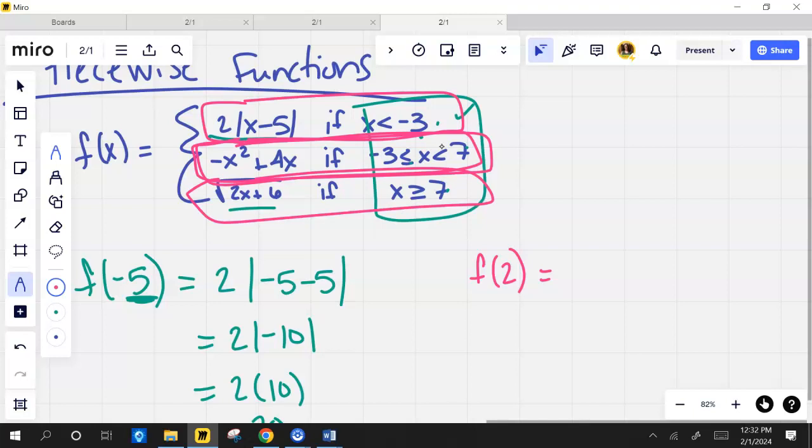All right, so f of 2, I decide which restriction it goes with, right? 2 is between -3 and 7, so I'm using -x squared plus 4x. So -2 squared plus 4 times 2, which is -4 plus 8, which comes out to be 4. Everybody get 4 for that one?